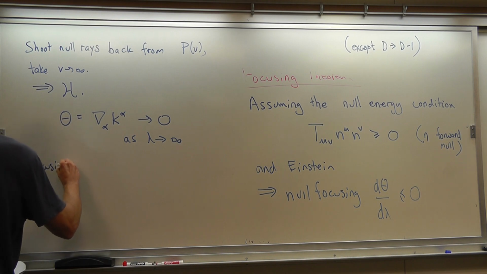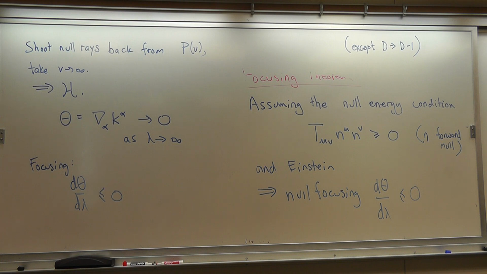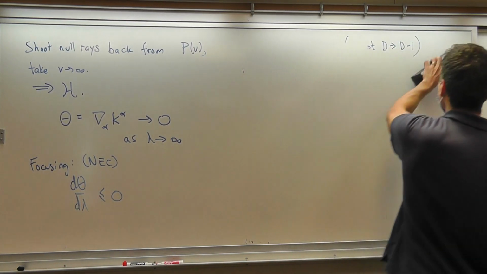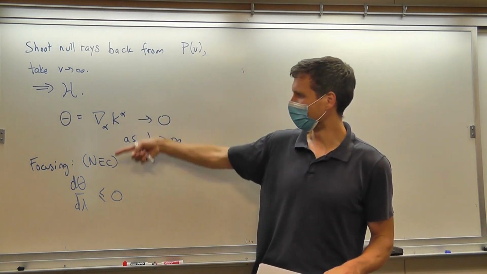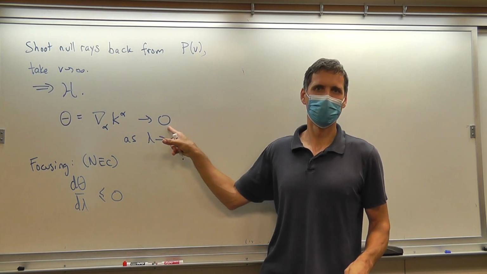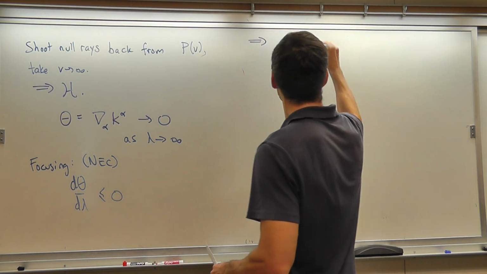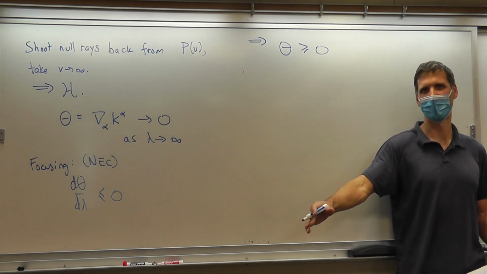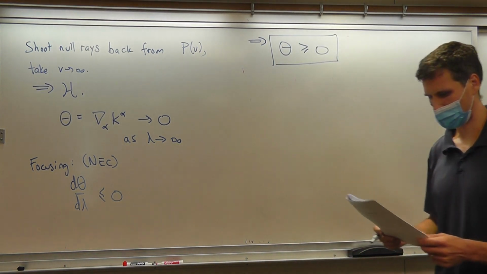Then focusing tells you that d theta d lambda is non-negative. I'm assuming here the null energy condition. Sorry, did I say non-negative? I meant non-positive. And we're done. Let me convince you that we're done. Theta is monotonically decreasing towards 0. Therefore, it's positive, or non-negative. Just try to picture the function. If you have a function that's monotonically decreasing towards 0, then it has to be everywhere non-negative. The expansion is always positive.